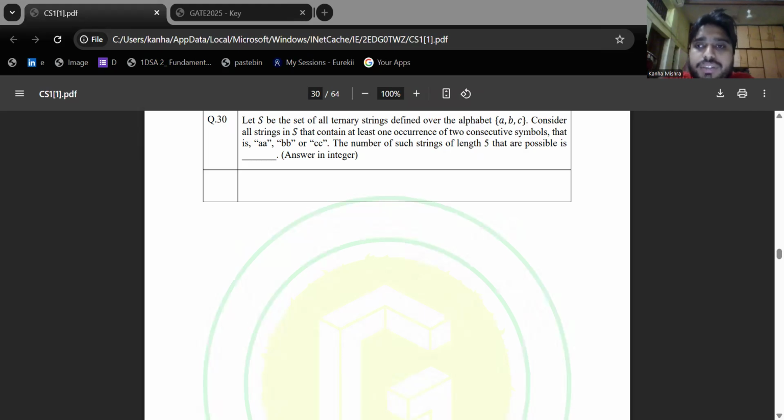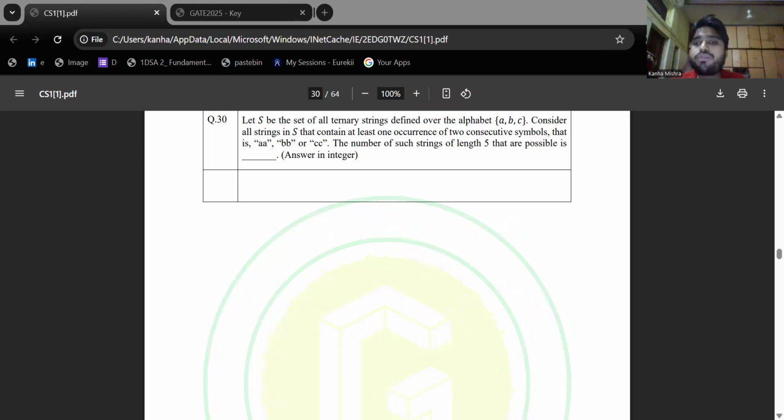Let S be the set of all ternary strings defined over the alphabet A, B, C. Consider all strings in S containing at least one occurrence of two consecutive symbols, that is AA, BB, CC, at least one occurrence. The number of such strings of length 5 that are possible is, I need to count that.